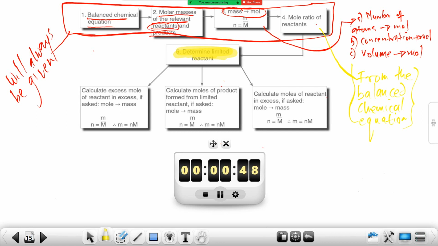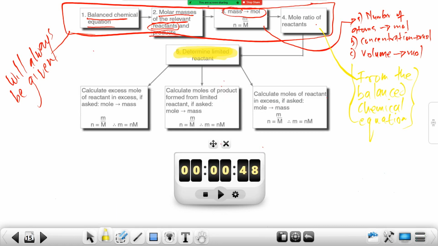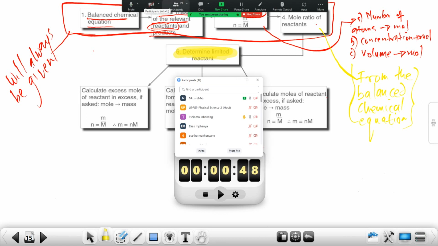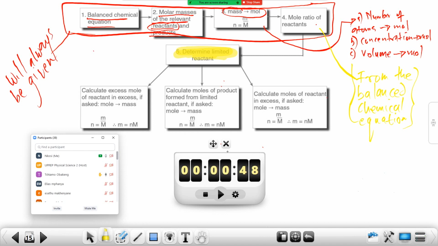Sir? Yes. Let me check who's talking or who's saying something. It's Tiamo. Yes, Tiamo. Yes, sir. Can you repeat on that about the limiting reactant? I will go there, sir. Yes. Thank you very much. Thank you, sir. Any other question?